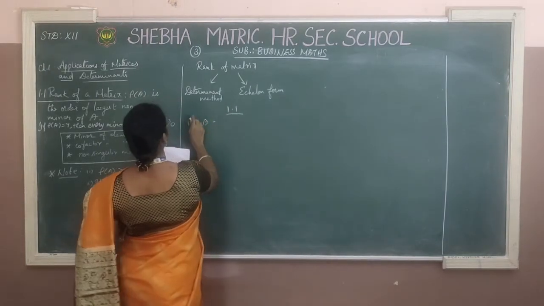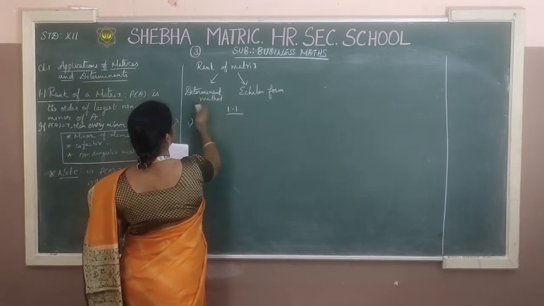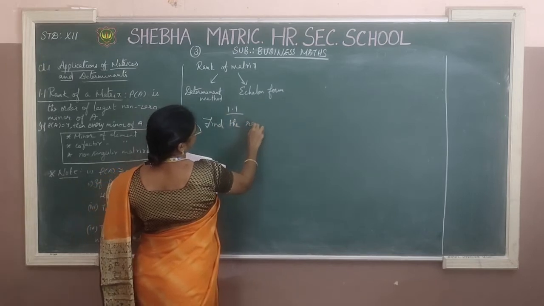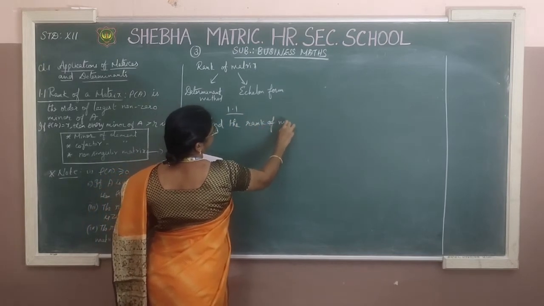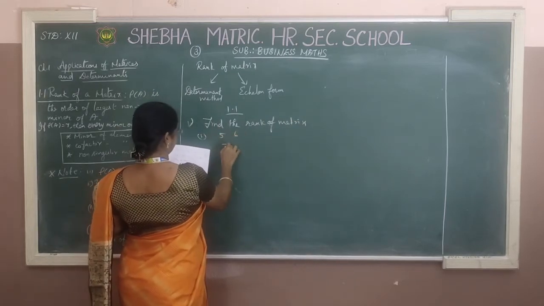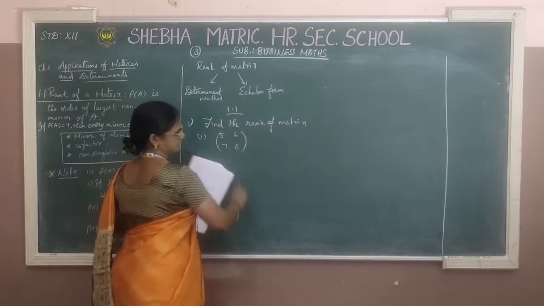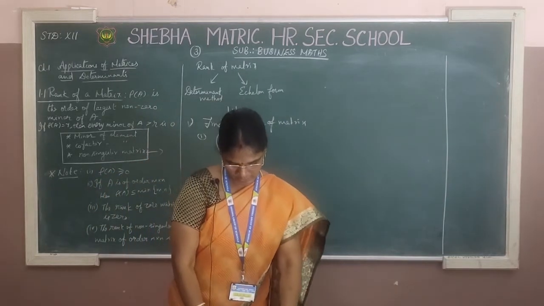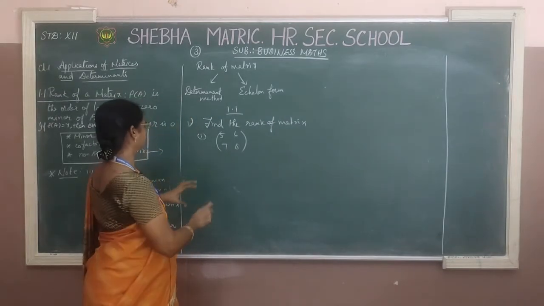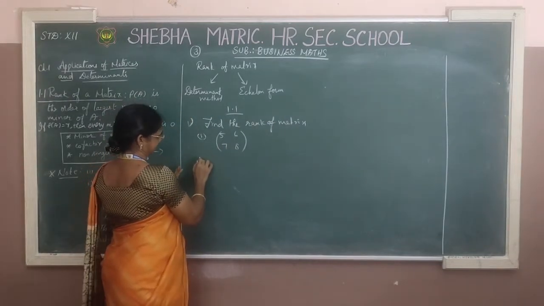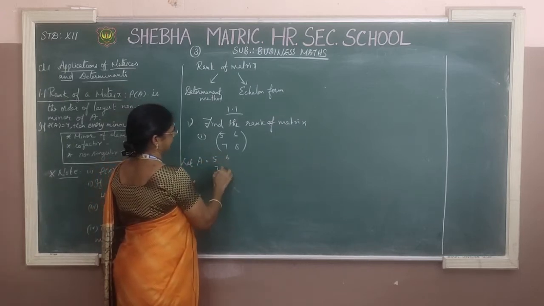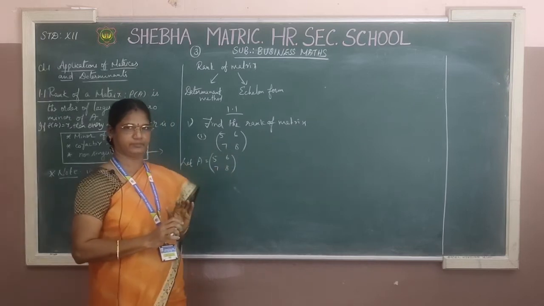So, A equal to, listen, find the rank of matrix. Our first sum is 5, 6, 7, 8. This is the 2 by 2 matrix. How to find the rank? First, listen. First, we have to take the given matrix as A. Let A is equal to 5, 6, 7, 8. This is our first step.